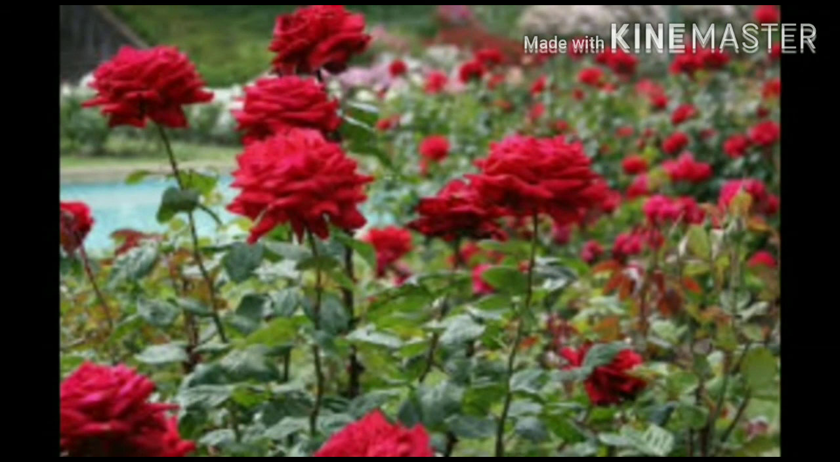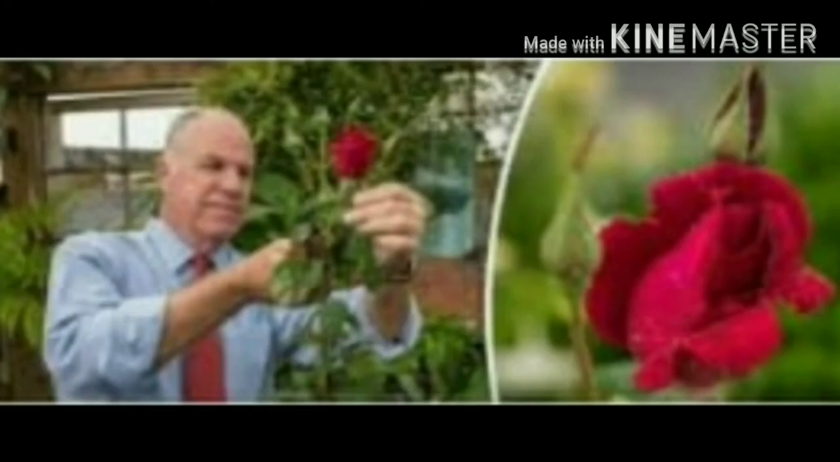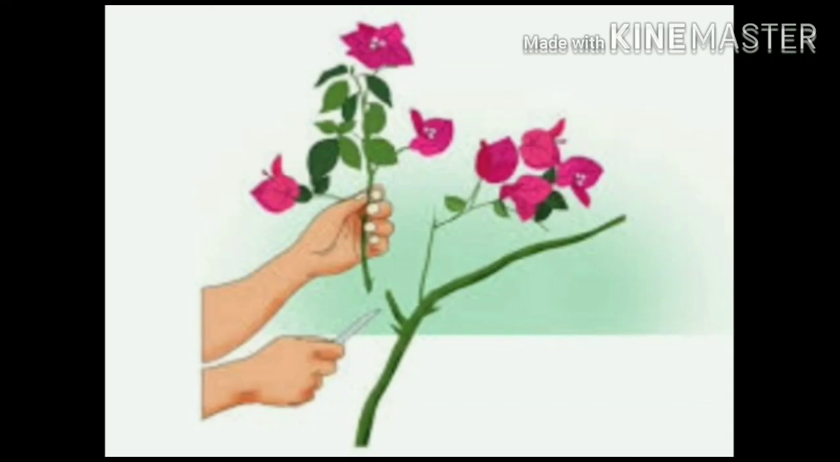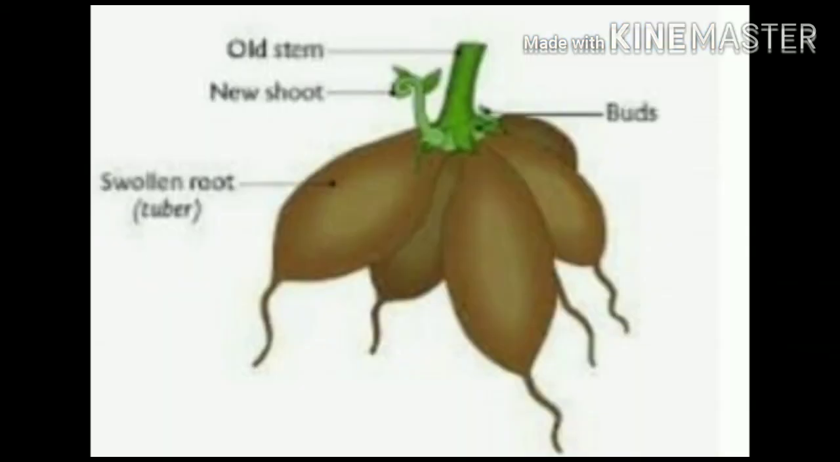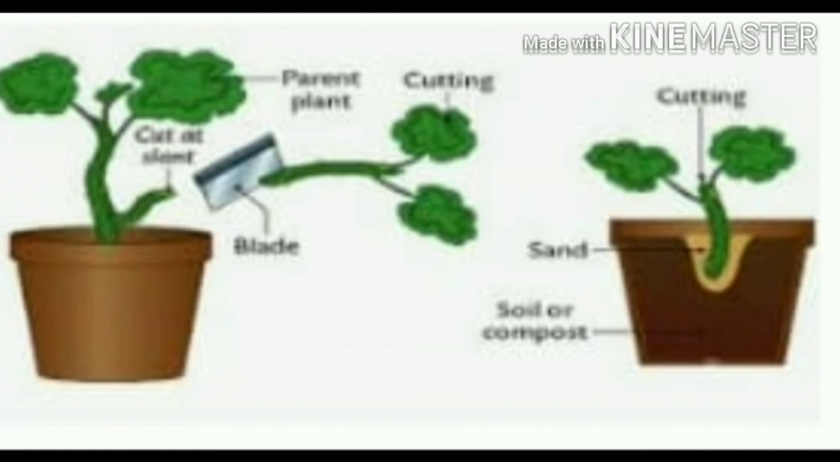Dear children, we can continue with asexual reproduction. You might have seen gardeners taking cuttings from the stem of a rose plant and planting them in the soil under suitable conditions. Then these cuttings grow into new rose plants. That is, the vegetative parts of a plant, such as the root, stem, leaf, etc., can produce new plants. And this process is called vegetative propagation.